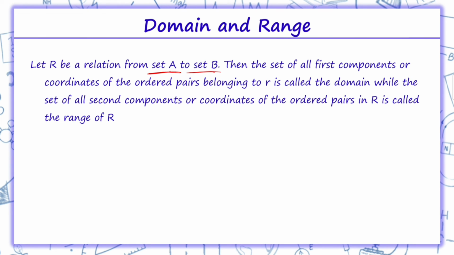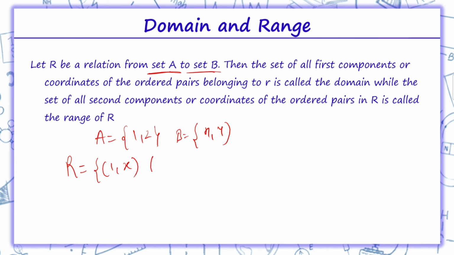So as we have seen over here, we had elements 1, 2. The B elements were x, y. So let R be the relation. We are provided over here the relation 1x and 2y, which is a relation from set A to set B. Then the set of all first components, or coordinates, of the ordered pairs belonging to R is called the domain. The first components are called the domain. So the domain will be 1 and 2.